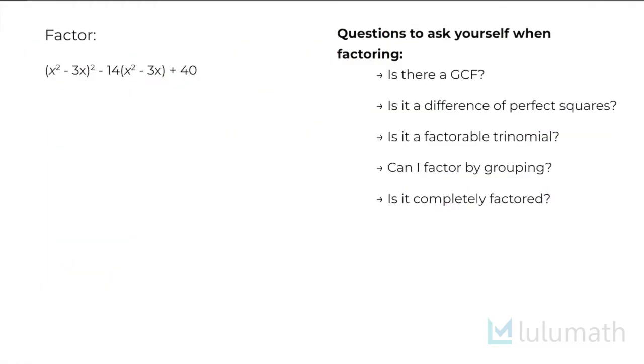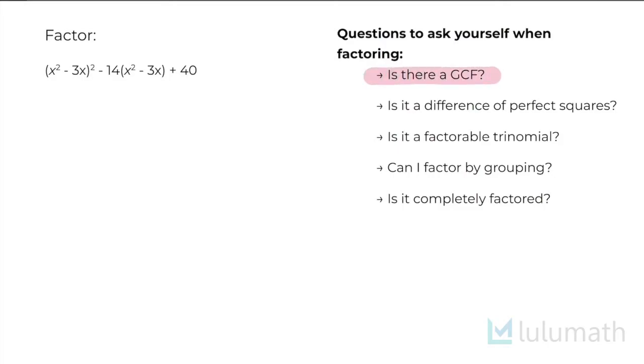All right, in our last example, we have the quantity x squared minus 3x squared minus 14 multiplied by the quantity x squared minus 3x plus 40. Now, before we approach this question, I just want to point out that we technically have 1, 2, 3 separate terms that we're dealing with at this point in time for our factoring. So first we'll ask ourselves, is there a GCF?